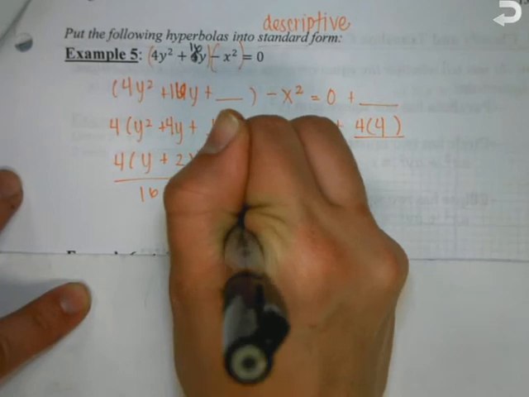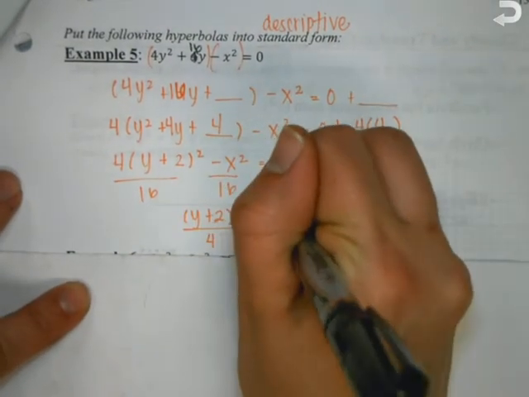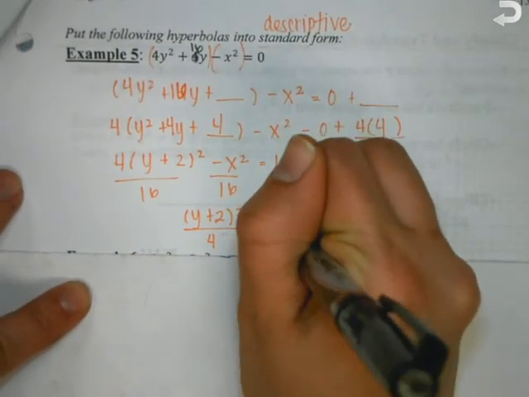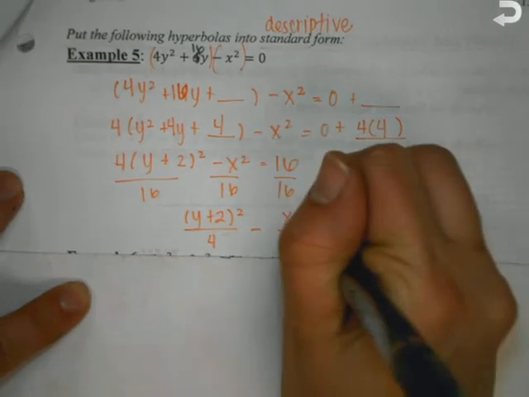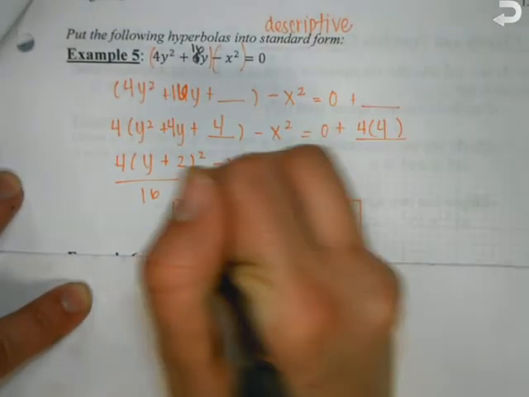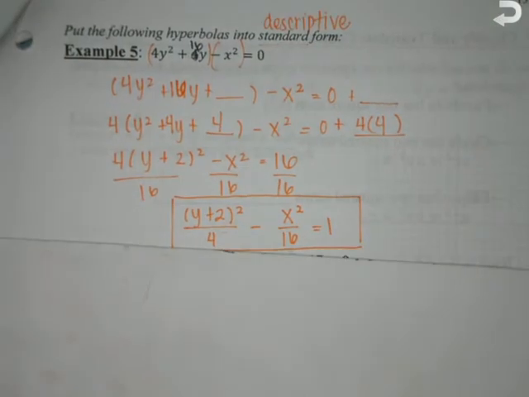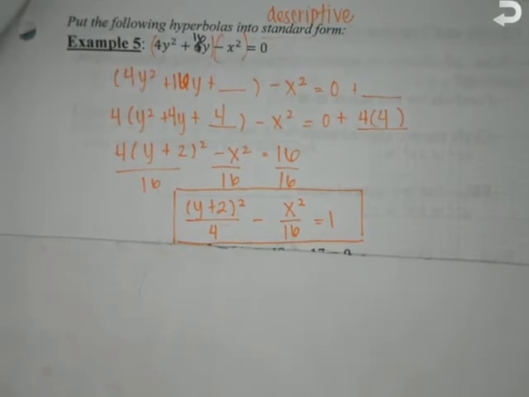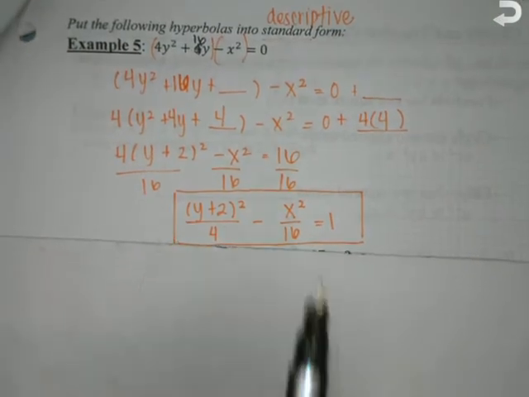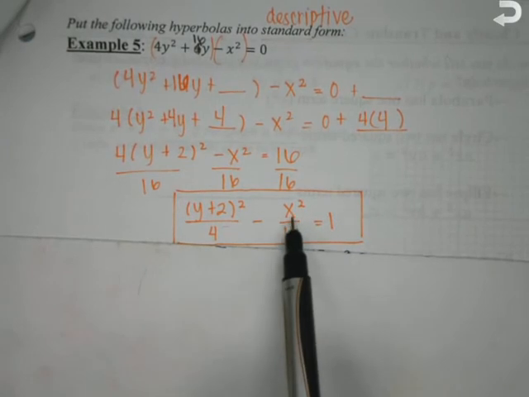Question, what's my center? 0, negative 2. The x still has to come first, even though x does not come first in the form. Whatever's attached to the x still comes first. Are my vertices on the y-axis or the x-axis? On the y's because y comes first. Make sense?